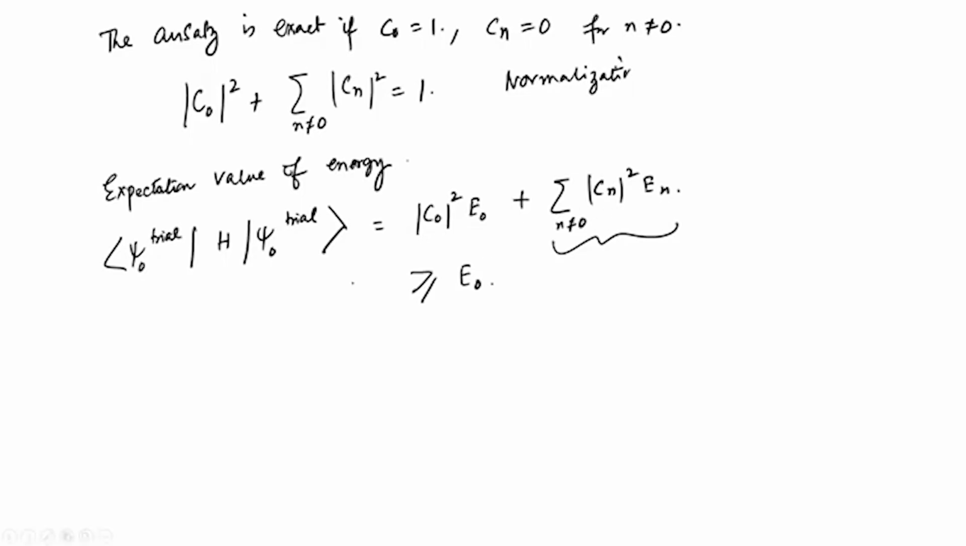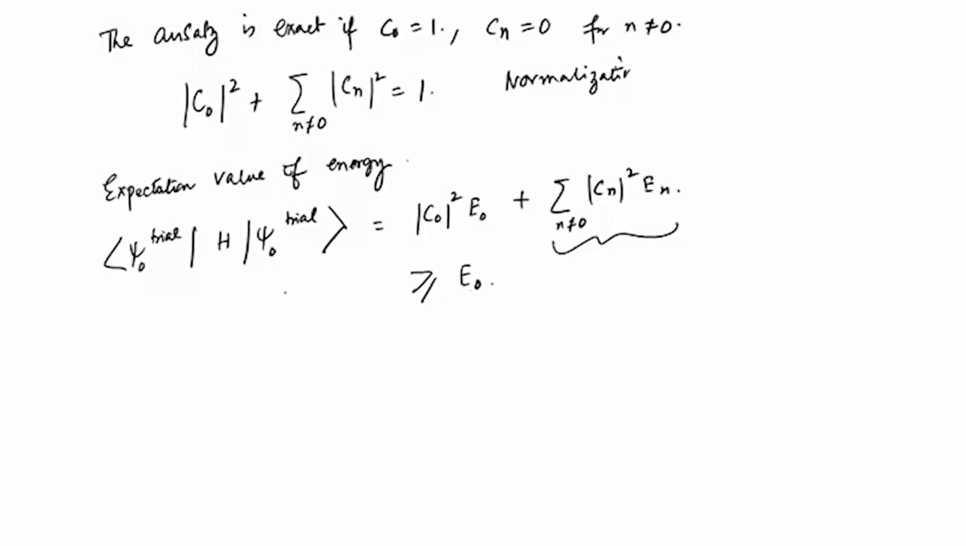But suppose for a moment C 0 is less than 1, and all the other C n's will account for whatever is less than 1. Then the left hand side is greater than or equal to the ground state energy, and that's what you get. This is what we were trying to say by saying that you get a tightest bound, or an upper bound, to the ground state energy. So, you do not get the ground state energy exactly, but you get an upper bound, and how close it is to the actual E0 will depend upon how good your trial wave function is.